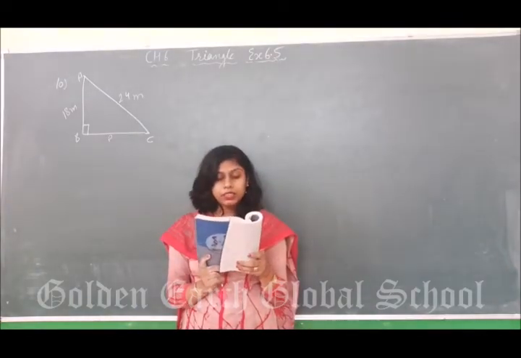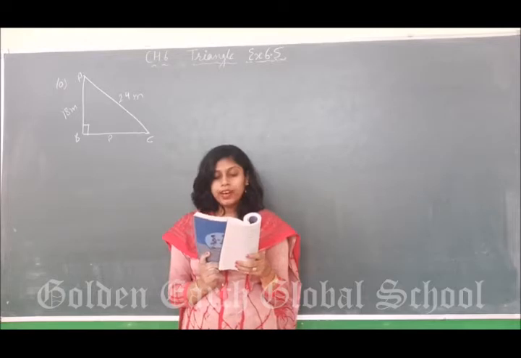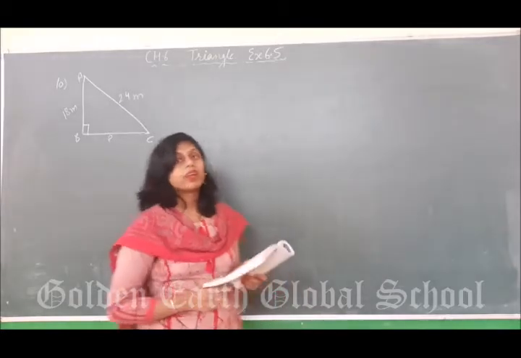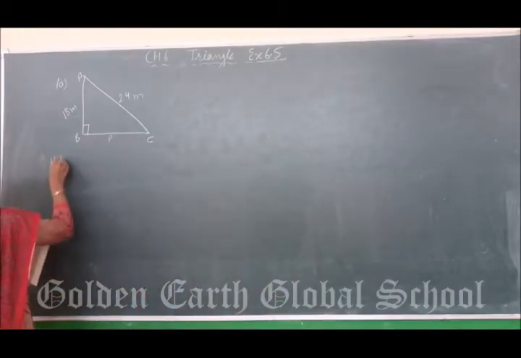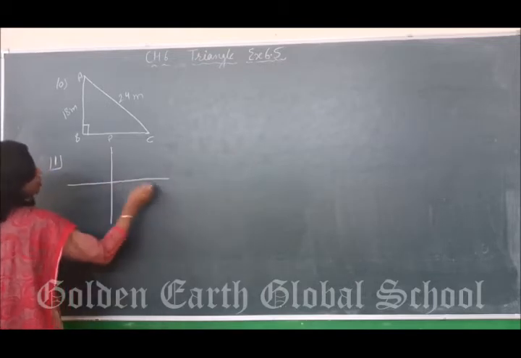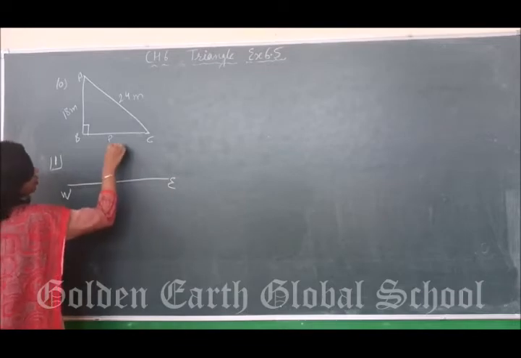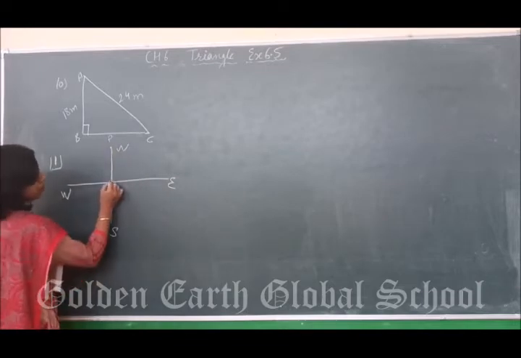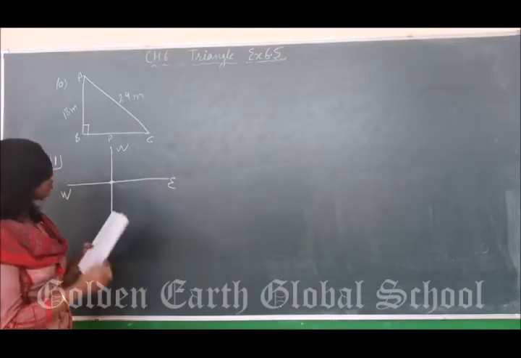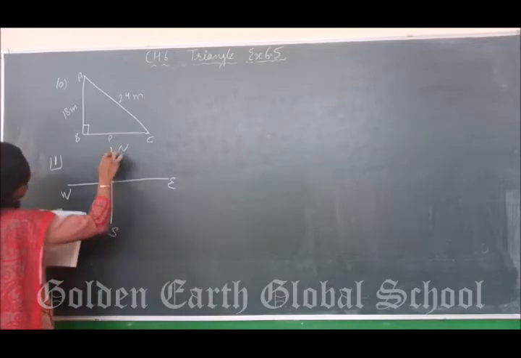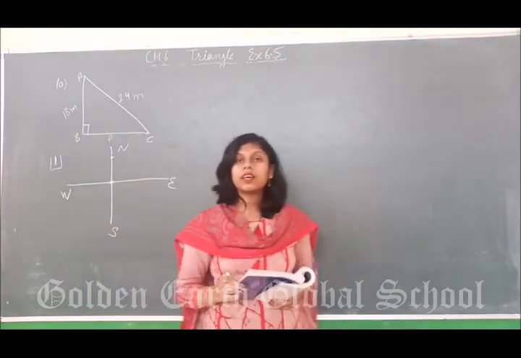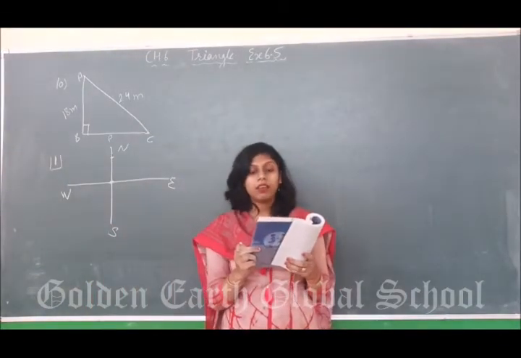Next question number 11. An aeroplane leaves an airport and flies due north at the speed of 1000 km per hour. For this we need direction dimensions, east, west, north, south. Suppose the plane starts from here. First of all, it flies due north to this direction at 1000 km per hour. Means to say it covers 1000 km distance in 1 hour.